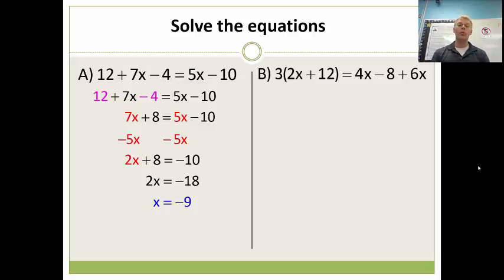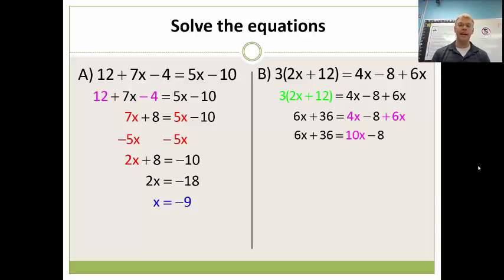You always want to simplify any grouping symbols you have in your equation first. So the first thing we're going to do is take that 3 and distribute it to the 2x plus 12. And you can see we get 6x plus 36. Now you can see on the right-hand side, I do have like terms on the same side of my equation, the 4x and the 6x. So before I do anything else, I'm going to combine those. You can see I get 10x.